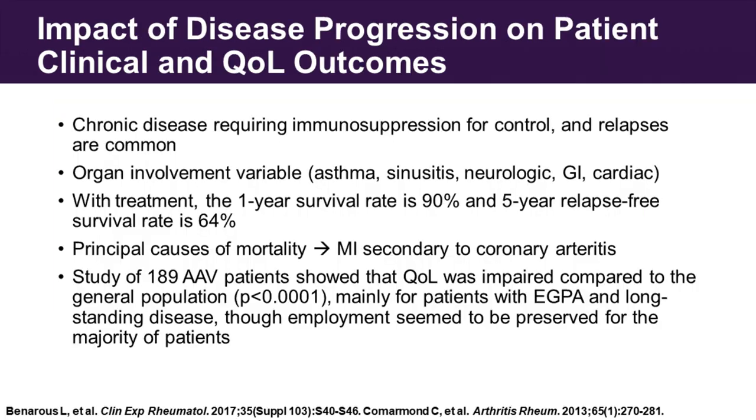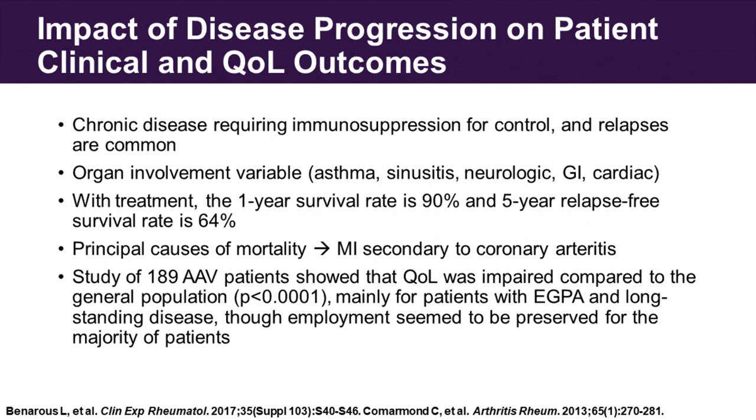So how does the disease progression impact patient clinical and quality of life outcomes? We know this is a chronic disease requiring immunosuppression for control, and relapses are very common. The organ involvement, as I just mentioned, is variable, and what organs are involved obviously affects patients' quality of life. It seems to be, at least in studies, that nasal and asthma components tend to affect mental quality of life outcomes more, and of course neurologic compromise is going to affect your physical outcomes.